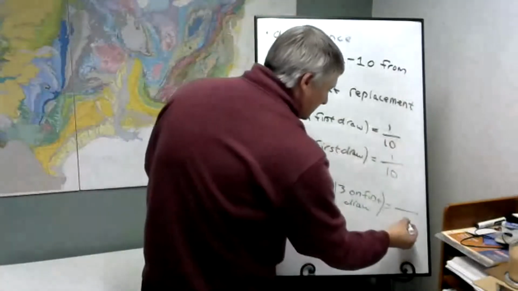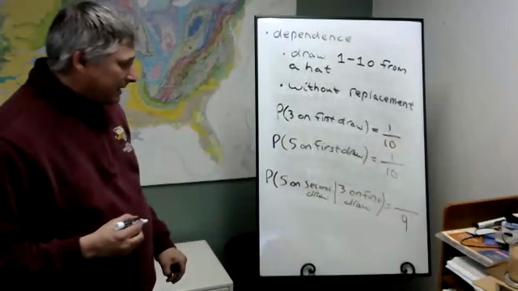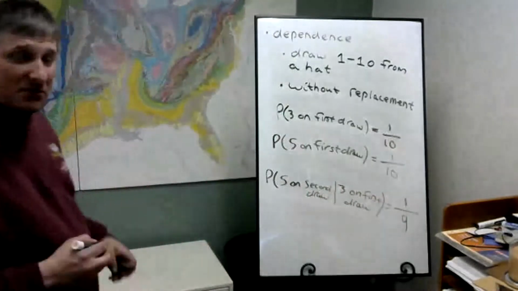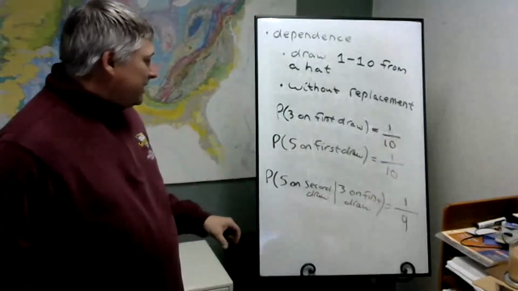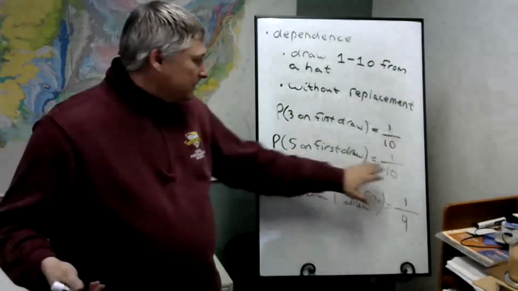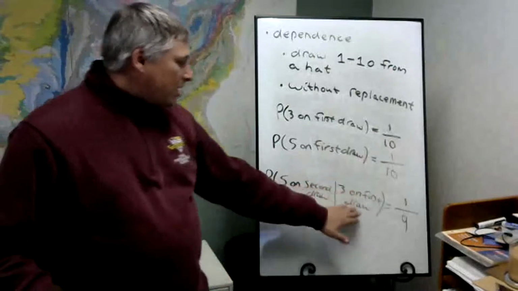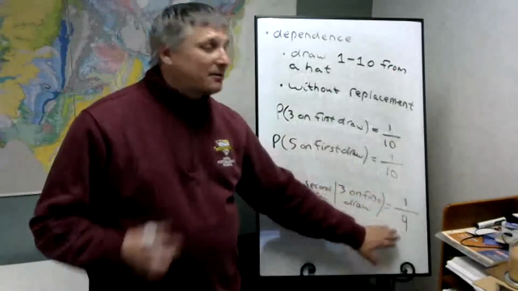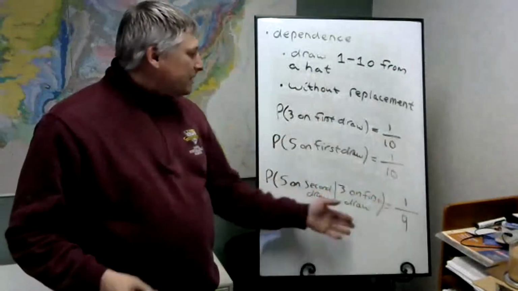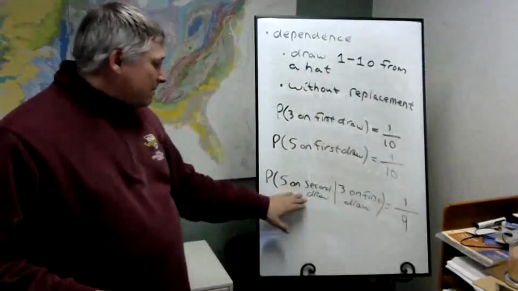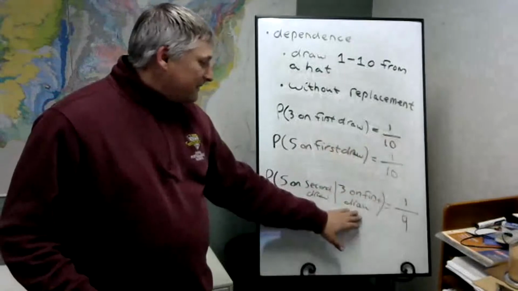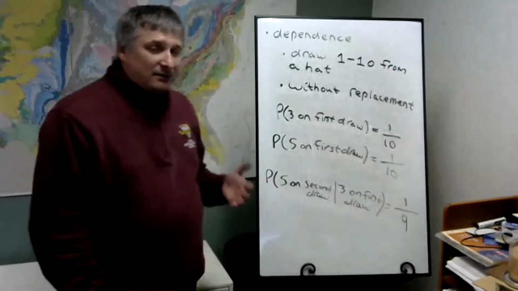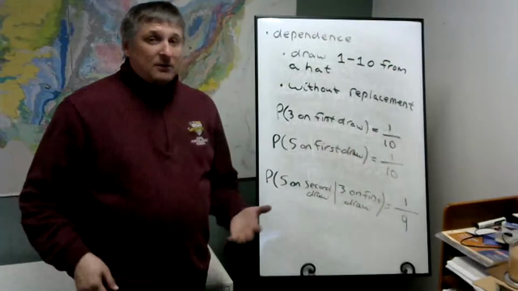In round 2, there are only 9 tickets. Now, of those 9 tickets, only one of them is a 5. So it's 1 out of 9. But here's the thing. If we just draw a 5, it should be 1/10. But if we draw a 3 first and then draw a 5, now the probability of drawing a 5 has changed to 1/9. So that means when we do without replacement, we have a dependent situation. The probability of drawing a 5 will depend on the event that happens before, or if there's an event that occurs before. So that's the idea of dependence and independence. So if you have any questions, let me know.